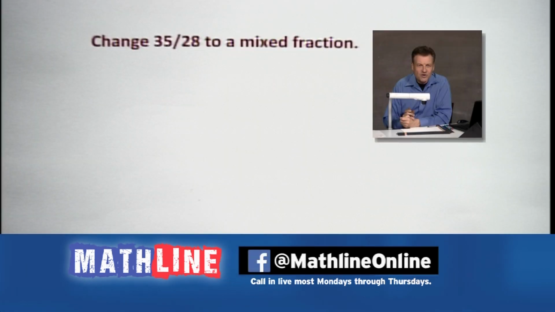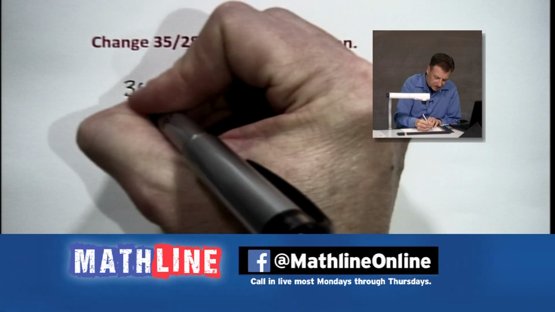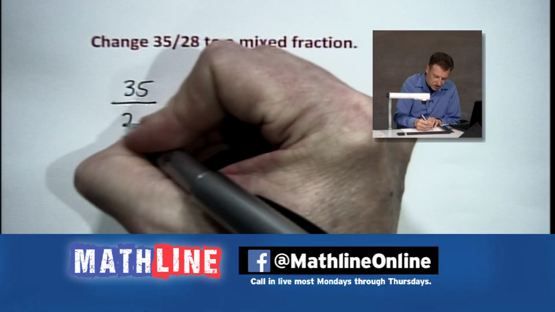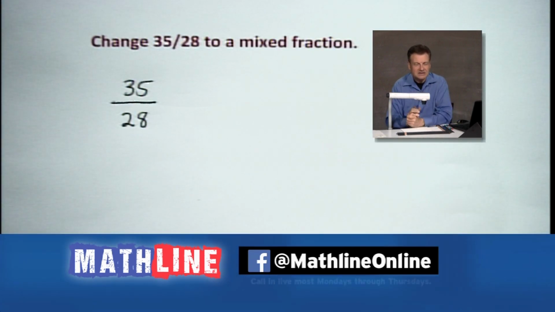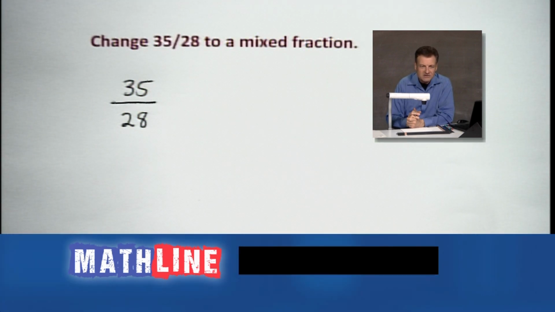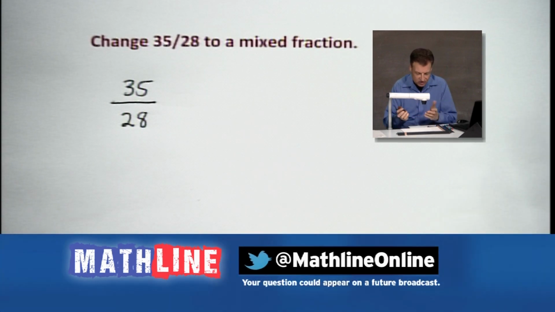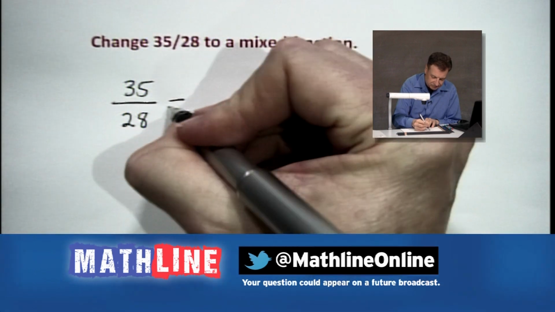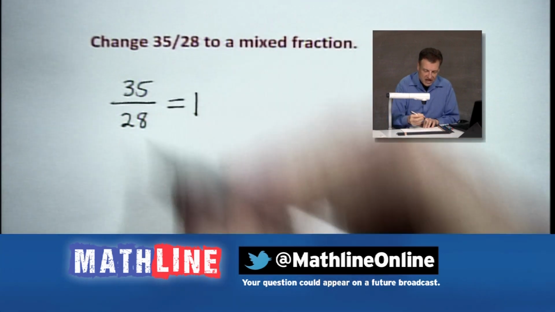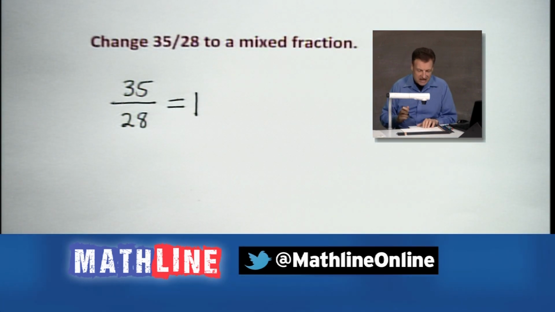Whoo-wee! Told you we're going to make the numbers bigger. Here we go. 35. My goodness, over 28. This one you have to stare at a minute. And I'm going like, and you're going like, wow, what can we do there? Well, we could go ahead and divide. 28 goes into 35. It'll go 1 time. And it looks like you're going to have 7 left over.